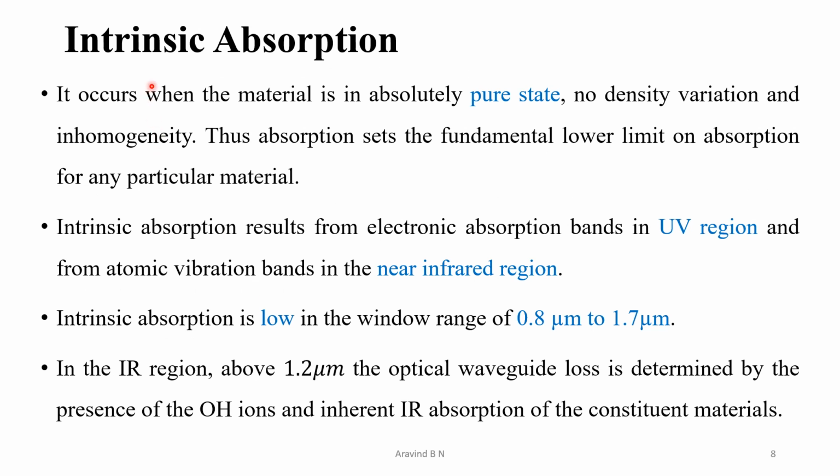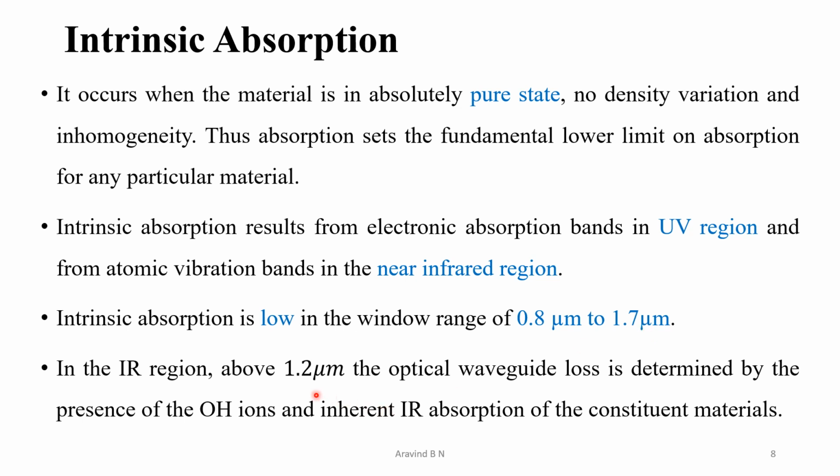Getting into the intrinsic absorption. As I told you before, intrinsic absorption is going to happen when the optical fiber is in its purest form. In such cases, the absorption will be minimal, and it will be at the fundamental lower limit of the absorption. This intrinsic absorption is dealt with respect to the UV region as well as the near infrared region. It is going to have the lowest absorption level within the window range of 0.8 micrometer of wavelength up to 1.7 micrometer of wavelength.